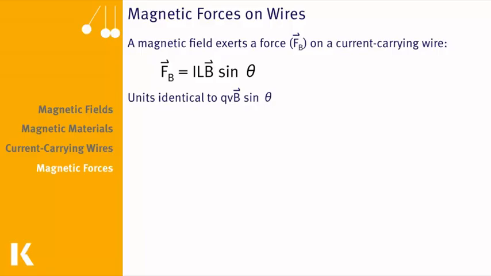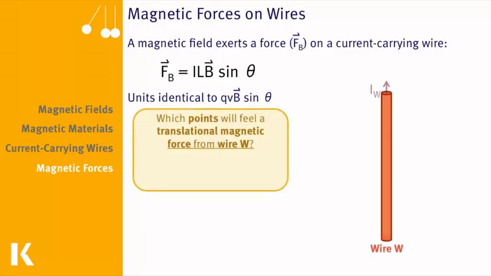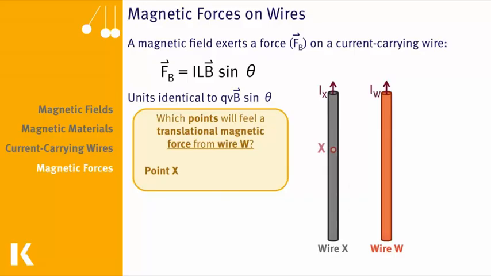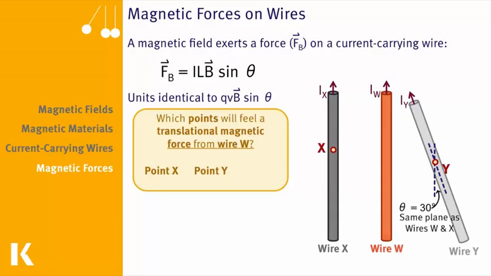However, it is often easier to confuse what type of force will be felt by the wire from that magnetic field. So let's evaluate which points will feel a translational magnetic force from wire W. First, we have point X along wire X. We have point Y along wire Y, which is at an angle 30 degrees from being parallel with wire W. And point Z in wire Z, which is aligned perpendicular to wire W.